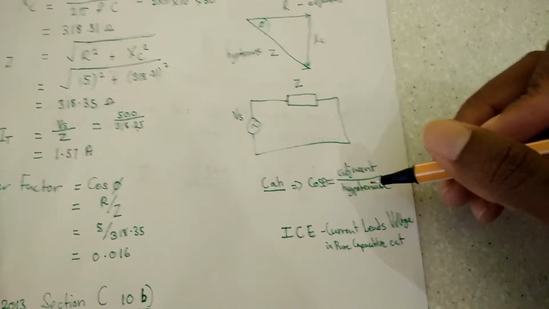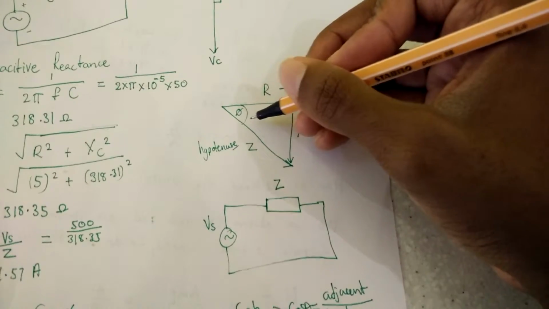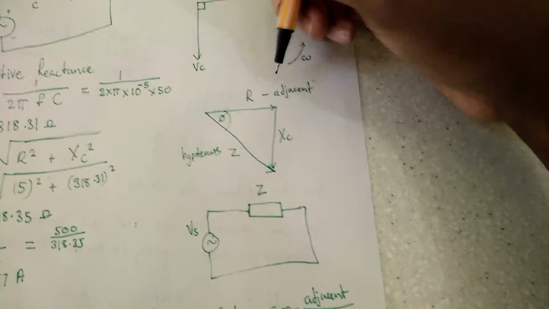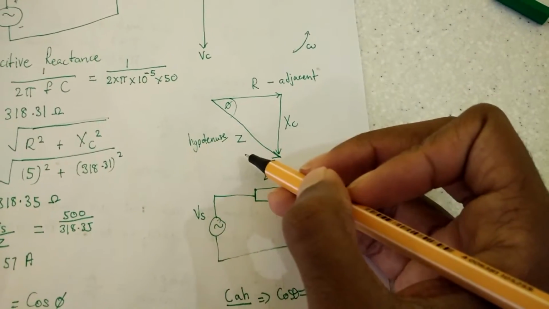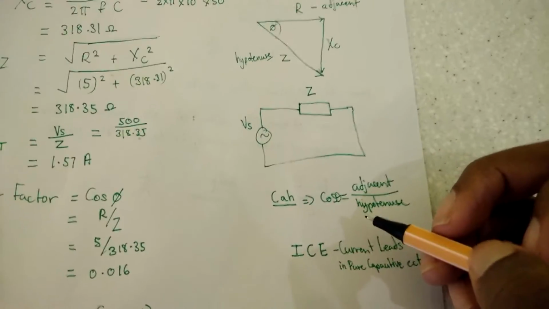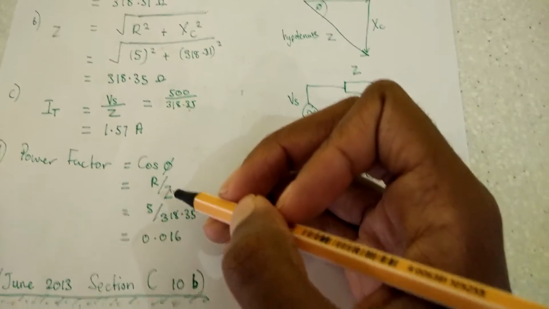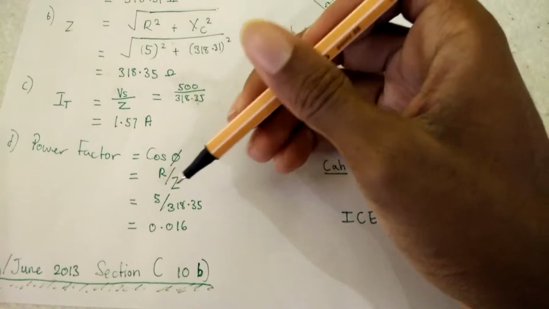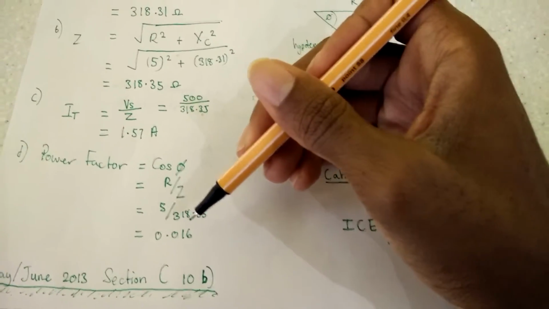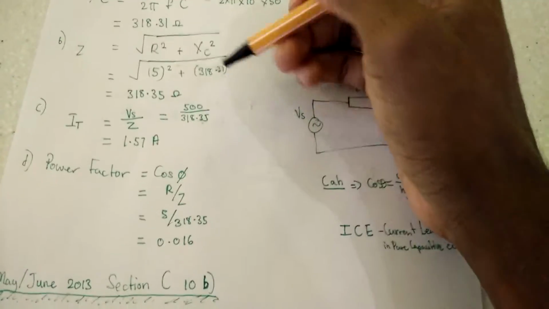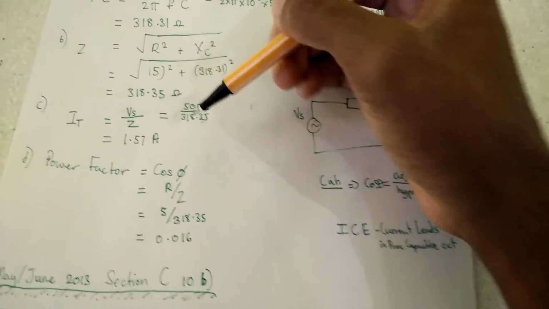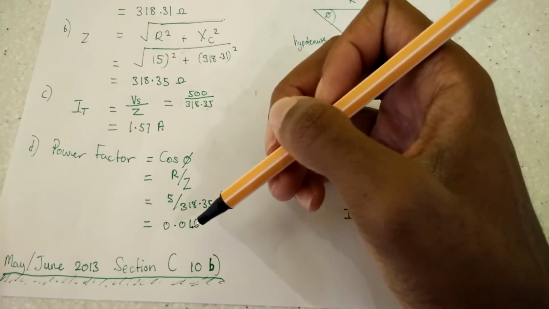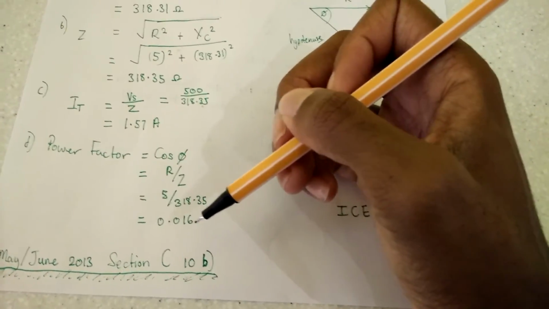So using this relationship, we could find the adjacent, which will be R, and the hypotenuse, which will be Z. So adjacent over hypotenuse will give us R over Z. So cos theta is equal to 5 over 318.35 as we calculated above. And this will give us a power factor of 0.016.